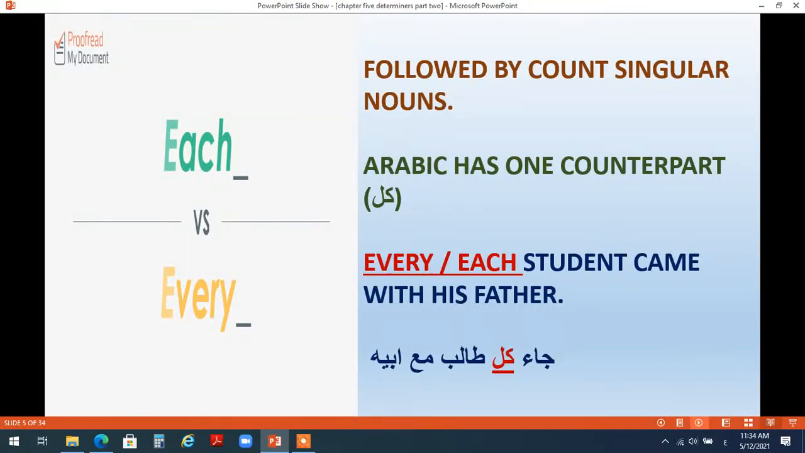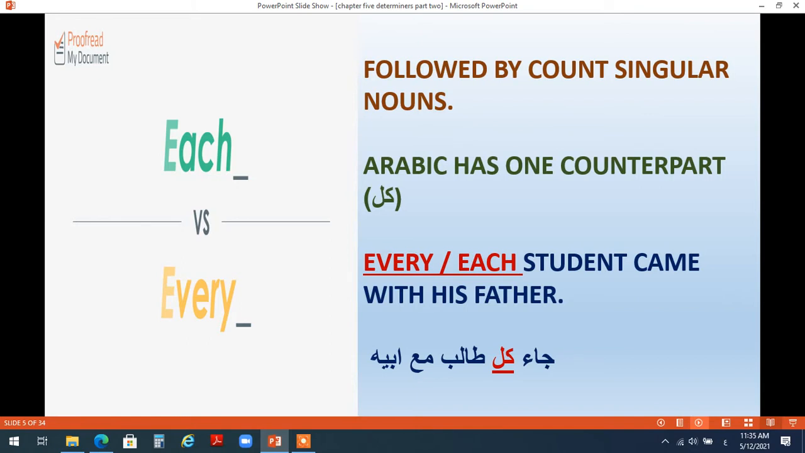نبدأ بـ the first quantifiers to be discussed, each and every. Each and every, both of them are followed by count singular nouns. إذن كلاهما يكونان متبوعان باسم معدود في حالة المفرد. Arabic has one counterpart يقابل الكل ككلمة بالعربية تقابل each و every، يعني ممكن أن نترجم each أو every إلى اللغة العربية باستخدام كلمة كل.